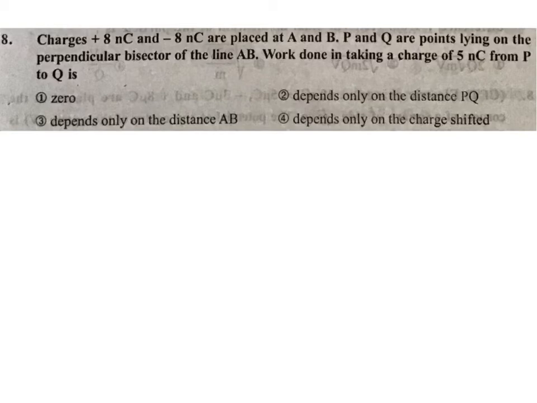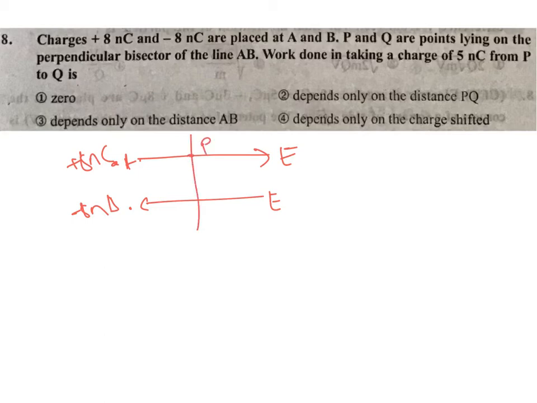So charges are at point A. Suppose this is point A and this is point B here. At point A it is plus 8 nanocoulomb and at point B it is minus 8 nanocoulomb. Okay, one is like this electric field, one is like this electric field. So P and Q are the points lying on the perpendicular bisector of the line AB. So this is point P and this is Q.